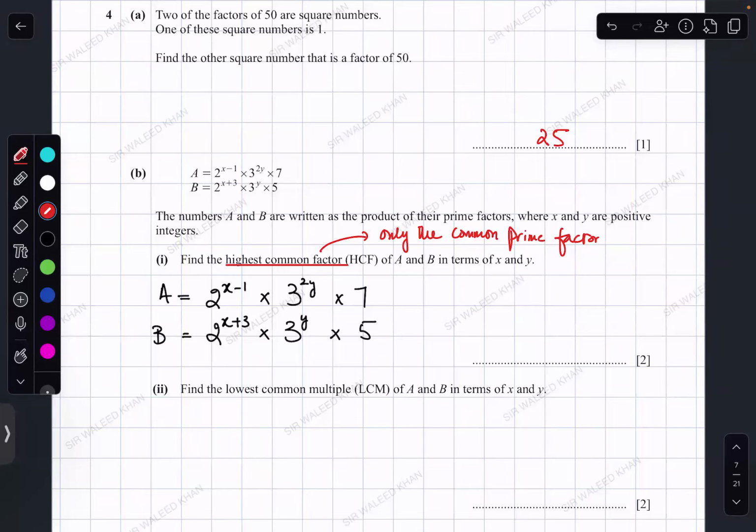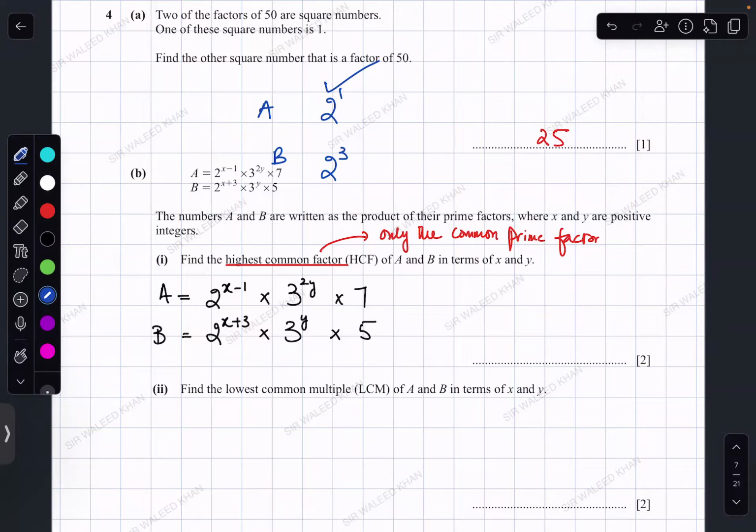सर जरा confused हुई है तो. Sure, that's fine. Tell me, if I have 2 power 1 and 2 power 3, this is, let's say, number A, this is B. What should be the common prime factor? Should it be 2 power 1 or 2 power 3? Sir, 2 power 1. 2 power 1 is common in both the numbers, right?